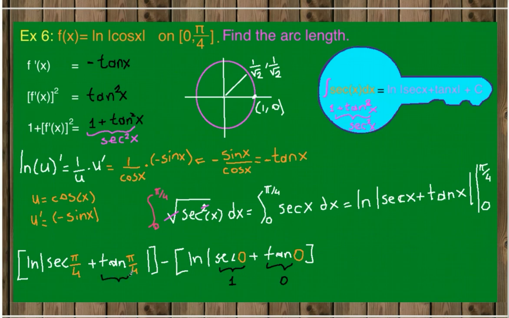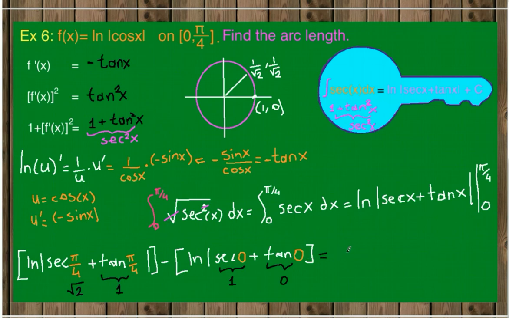At pi over 4, which is 45 degrees, the coordinates are (1 over root 2, 1 over root 2). Tangent pi over 4: tangent is sine over cosine, and 1 over square root 2 divided by 1 over square root 2 is 1. So tangent pi over 4 is 1. And secant pi over 4: secant is 1 over cosine, so 1 over 1 over square root of 2 flips and is square root of 2.